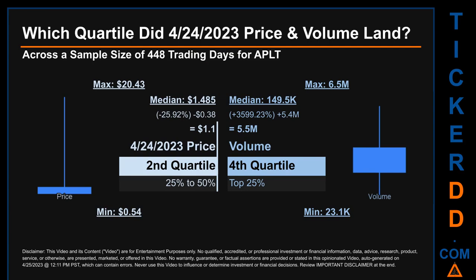Quartiles tell us about the spread of a data set by breaking that data set into quarters, just like how the median breaks the set into half. Descriptively, APLT has a median price of $1.485. Therefore, April 24, 2023 price was lower from that middle marker by 25.92%. The day's volume of 5.5 million was more than the median by 3,599.23%.